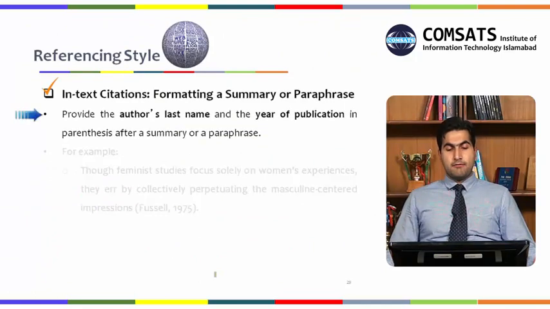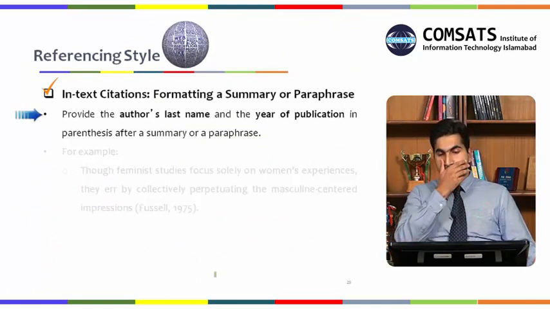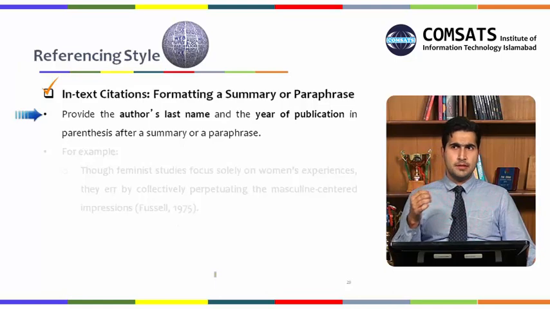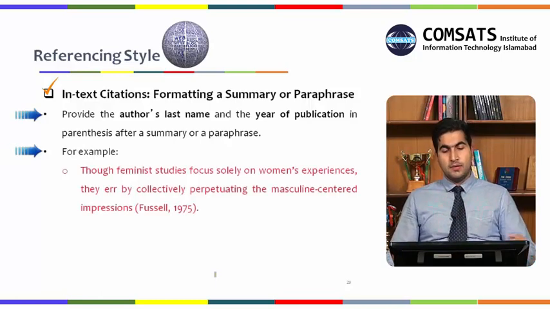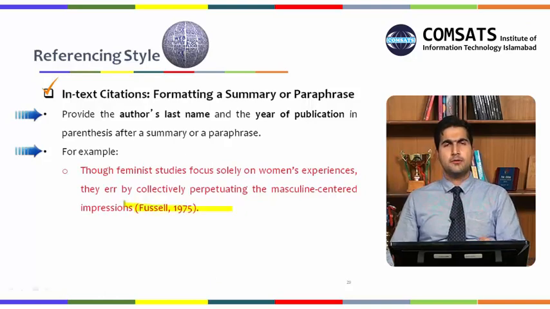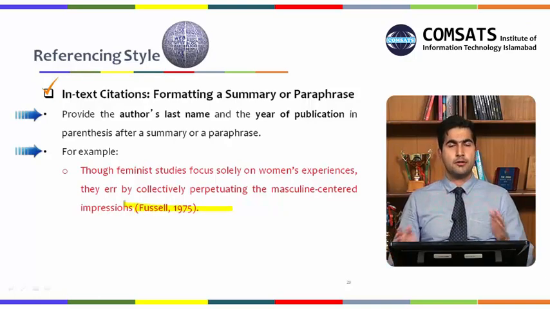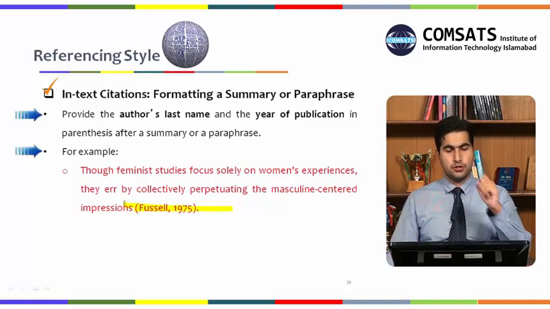Formatting a summary or paraphrase. Of course, in this case, you are simply setting up how to cite a summary or a paraphrase, being not the exact quote, so there will not be any quotation marks. So in that case, you basically write the author's name and page number. No, my apologies, no year of publication, because you're not using the exact quotes, no quotation marks.